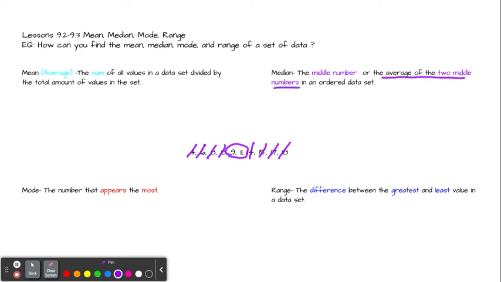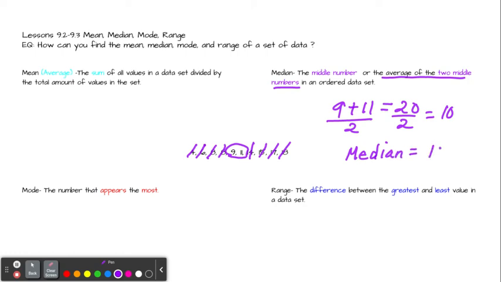So that means we're going to take 9 and we're going to add it to 11. That would give us 20. And those are the only two numbers we're using from our data set. And we're going to divide that 20 by 2. So our median would be 10. Remember, you can always stop and pause this video whenever you need to so that you can get the notes down.